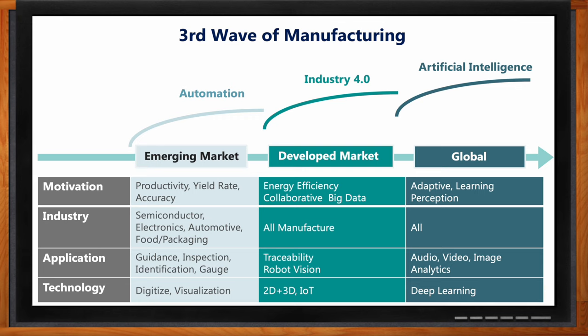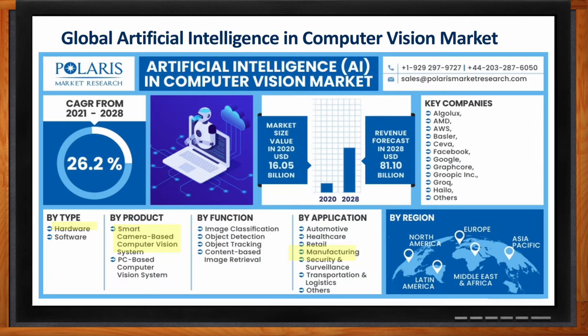What does the adoption of AI in the computer vision market look like today? Sure. Based on this chart, in 2020, the global market for artificial intelligence and computer vision was valued at $16.5 billion. Projections indicated that this market is expected to surge significantly, reaching $81.10 billion by 2028. The forecasted compound annual growth rate, the CAGR, for this period stands at an impressive 26.2%, which is due to the robust and rapid expansion of AI-powered computer vision solutions across various industries.